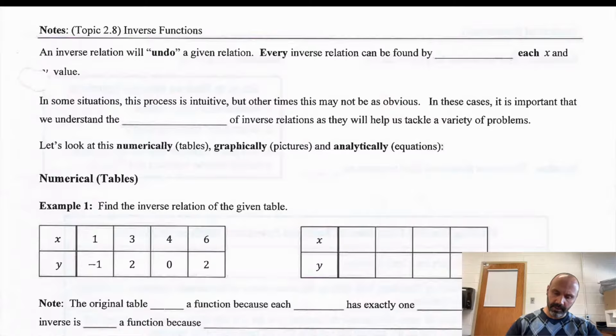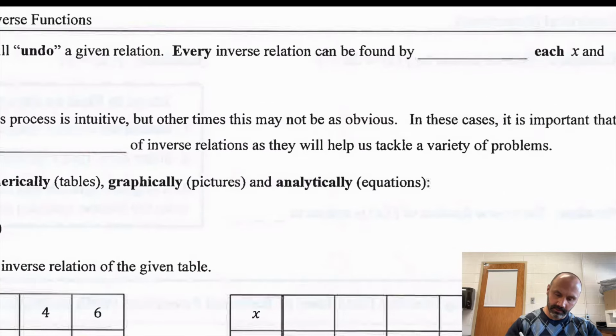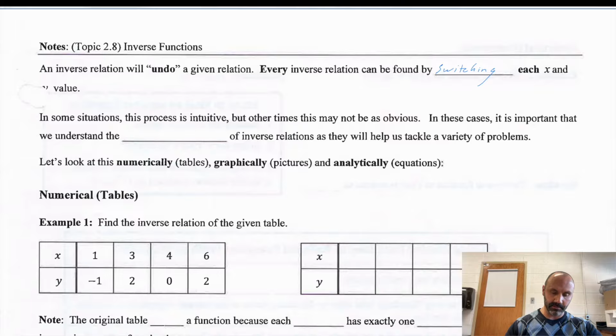Okay, so the idea of an inverse function is that it undoes. I like to think of a function as an input-output. In an inverse function, we're just switching the output and the input. The output becomes the input, and the input becomes the output. If we have an equation, we can just solve for the input variable. Every inverse relationship can be found by switching every x and y value.